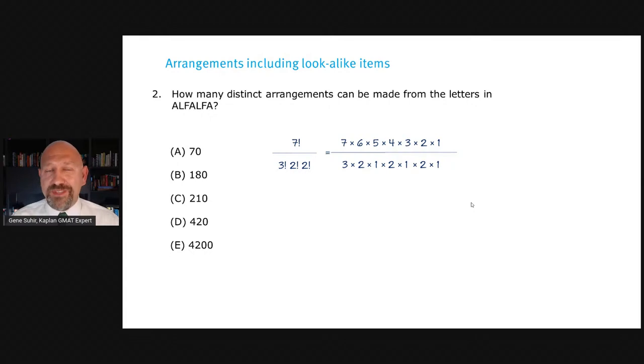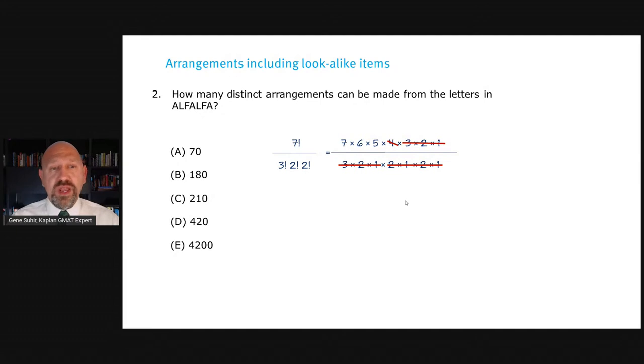There's always going to be stuff that cancels out. So we look for what strings on top and on the bottom we can cancel out. Well, we have 3, 2, 1 on the top and on the bottom. We also have on the bottom the denominator 2 times 1 times 2 times 1, which is 4, cancels out with the 4 on top.